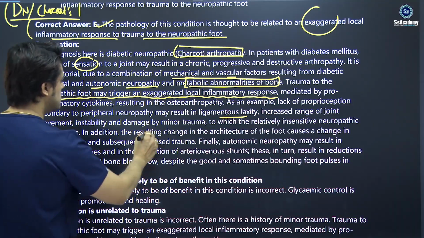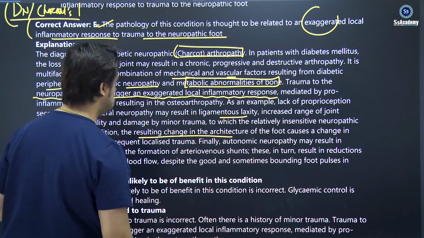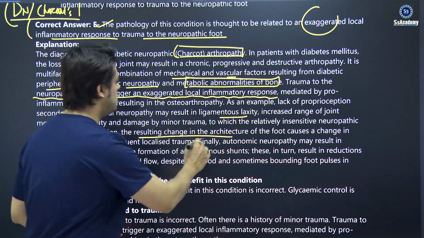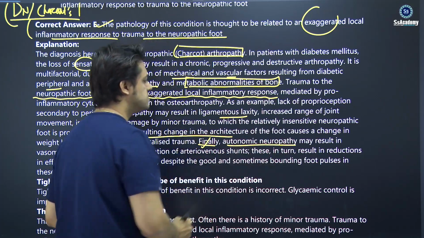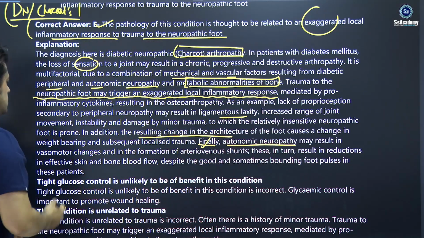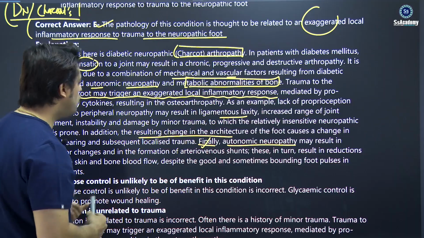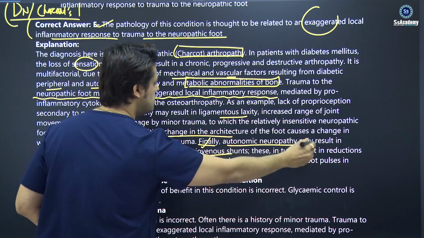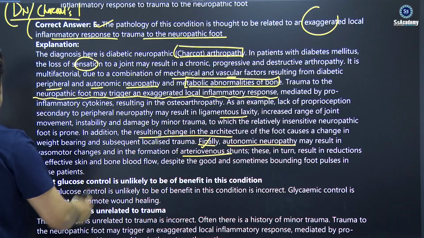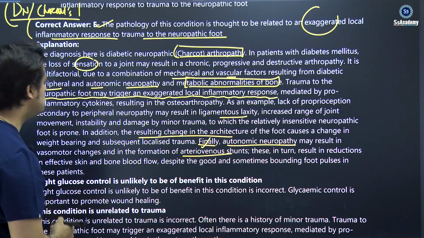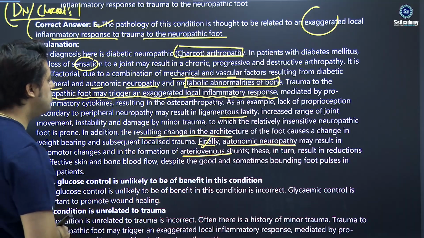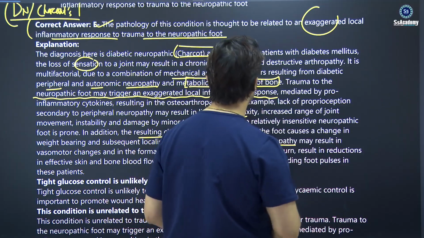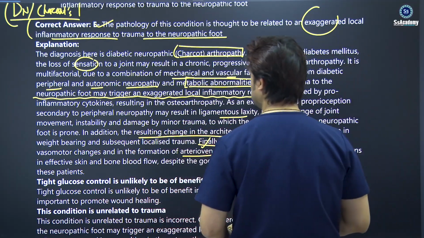In addition, the resulting changes in the architecture of the foot cause a change in weight bearing and subsequent localized trauma. Finally, an autonomic neuropathy may result in vasomotor changes and in the formation of arteriovenous shunts, and these in turn result in reductions in effective skin and bone blood flow despite the good and sometimes bounding foot pulses in these patients. So, in Charcot's joint, let's start.